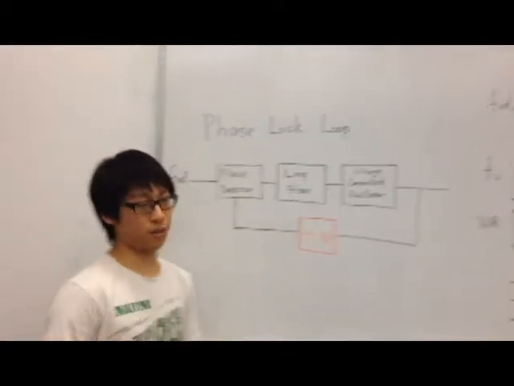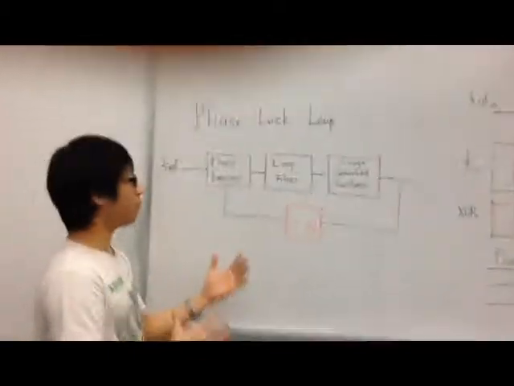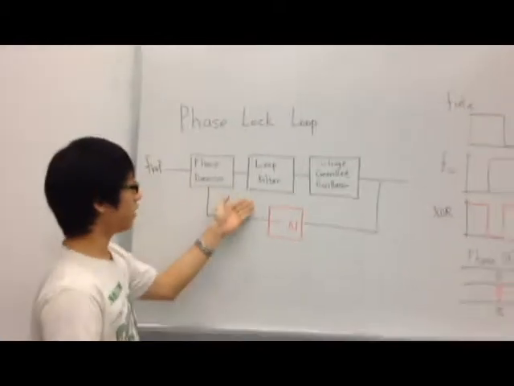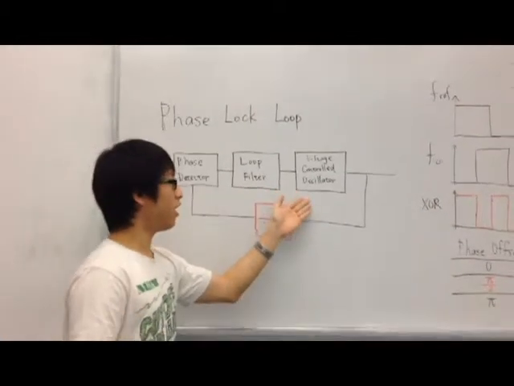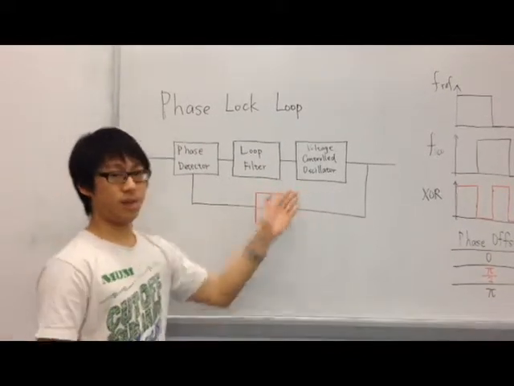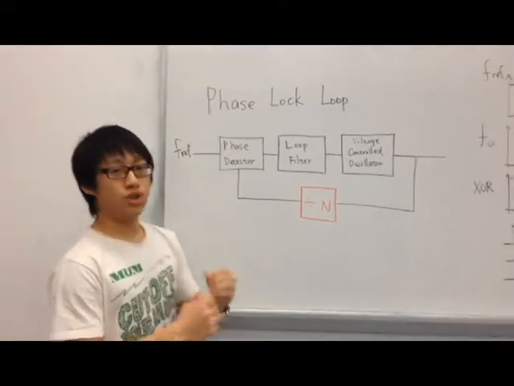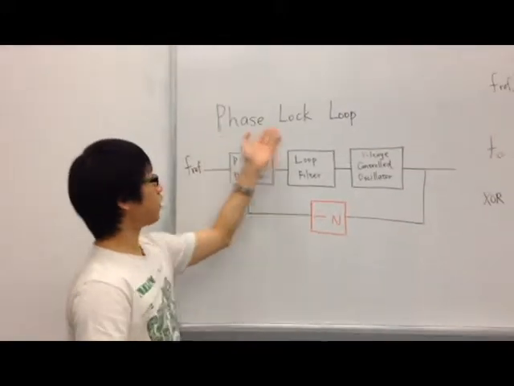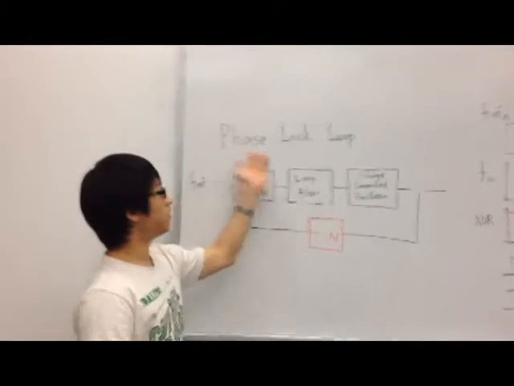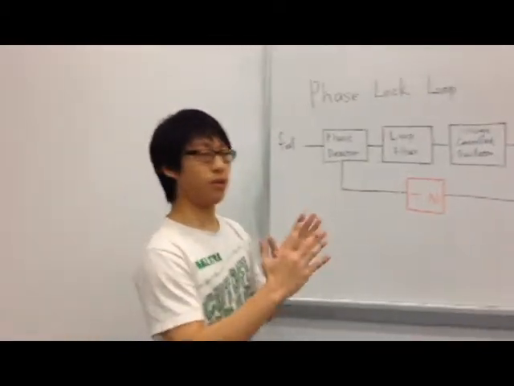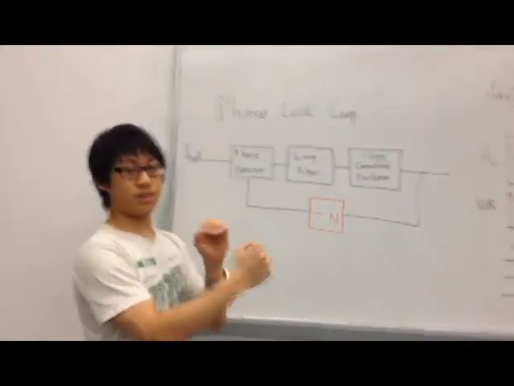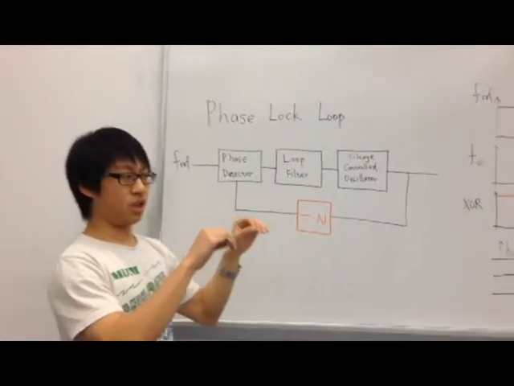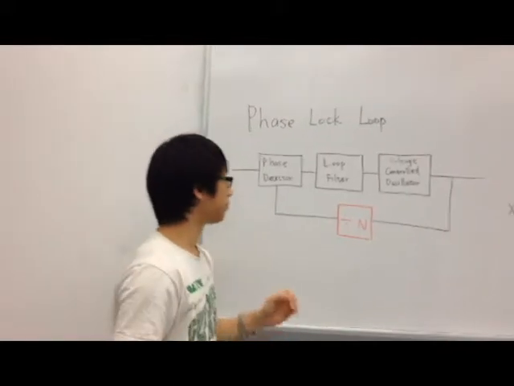So what is a phase lock loop? Basically, there are three components to a phase lock loop. The first one is a phase detector. The second one is a loop filter, and the third part is a voltage-controlled oscillator. As we know, phase is an integral of frequency, so the purpose of a phase lock loop is actually to lock the frequency. As you lock the phase, the frequency is also locked. So the purpose of a phase lock loop is to match two signals' frequencies.